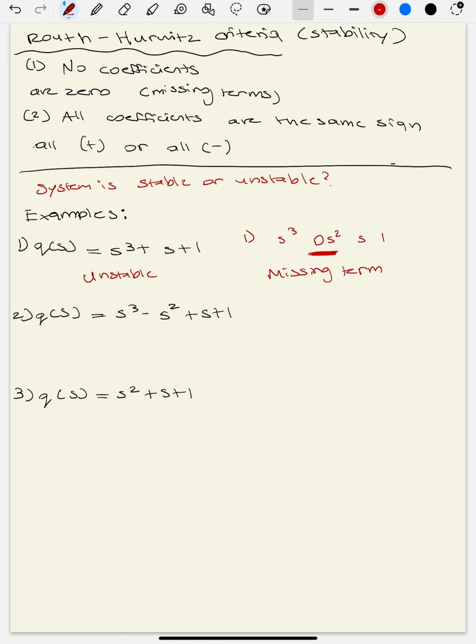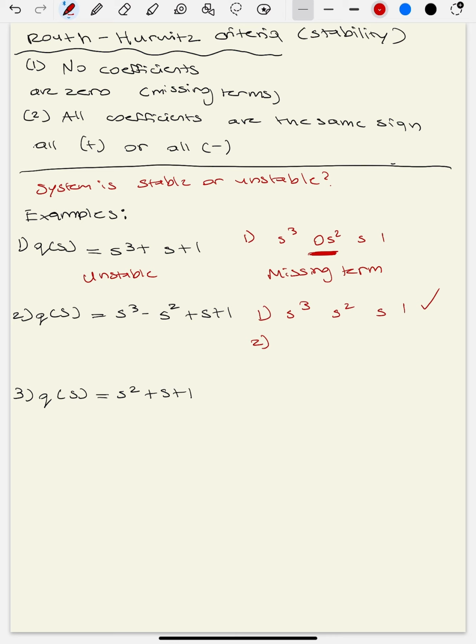So next, moving on to the second example, we have Q of S is equal to S cubed minus S squared plus S plus 1. Taking a look at the first criteria, let's check if we have any missing terms. So we have S cubed, we have an S squared, we have an S, and we have a number, which in this case is 1. So, okay, we do not have any missing terms, so first criteria is met.